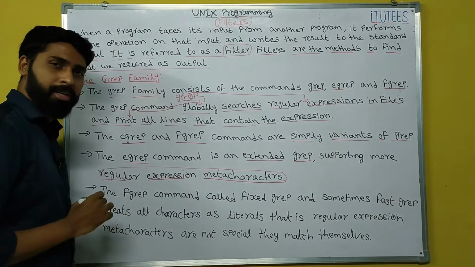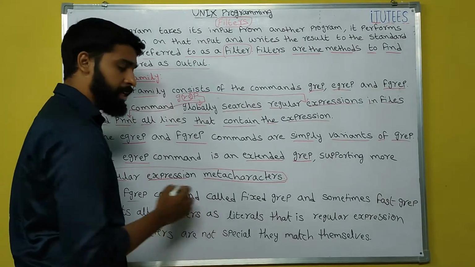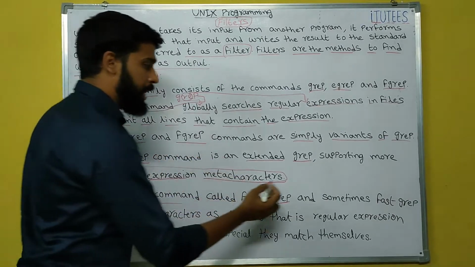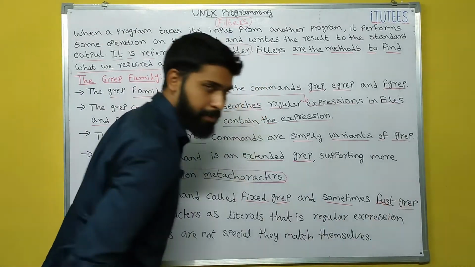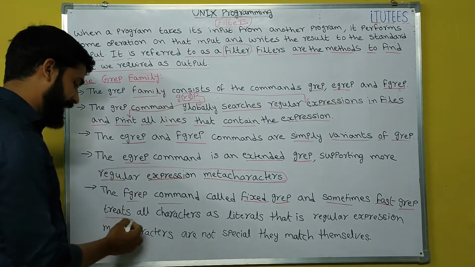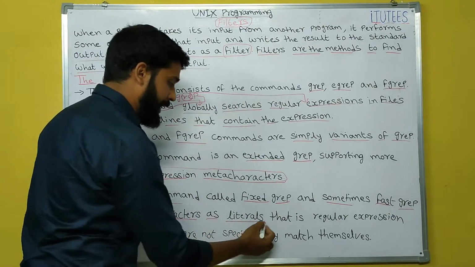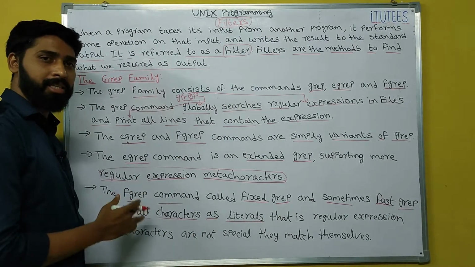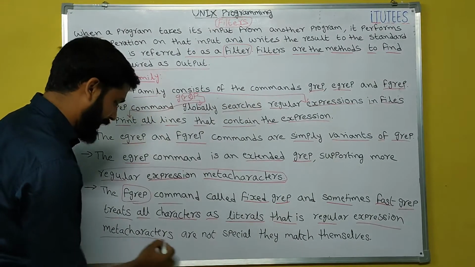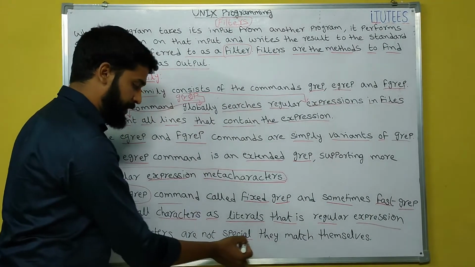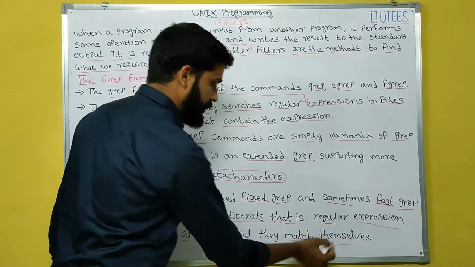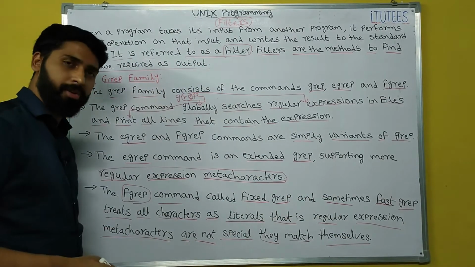Coming to Fgrep, the Fgrep command is called fixed Grep, and sometimes we call it fast Grep. Why is it called fixed and fast? Because it treats all characters as literals only. That is, regular expression metacharacters are not special; they match themselves. We can see this when we see the execution of Fgrep.